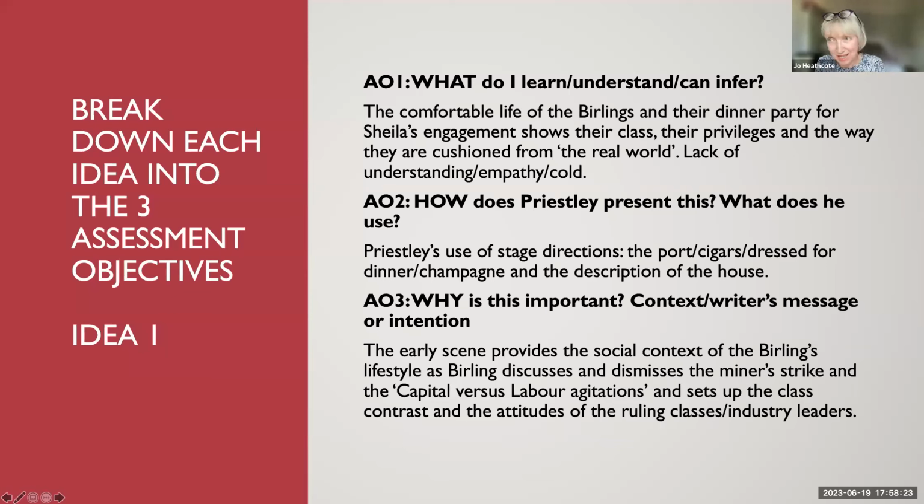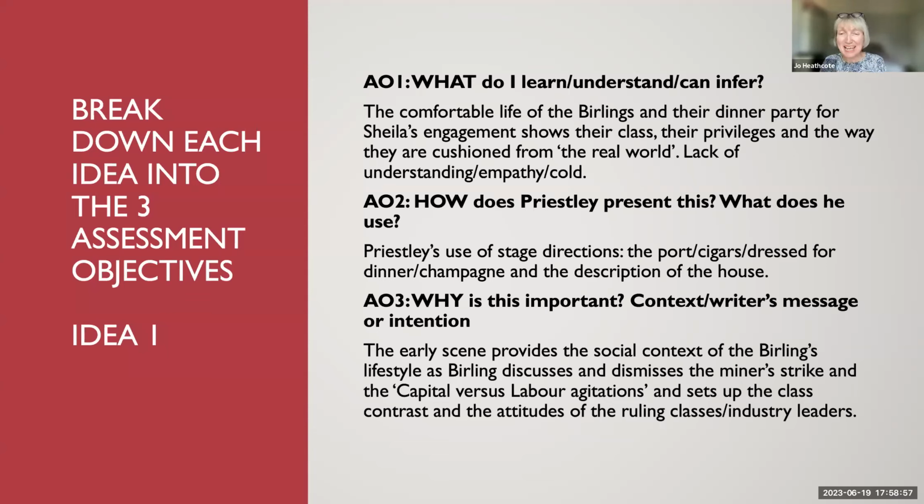How does Priestley present it? What are some of the things he uses? Those stage directions are fantastic, aren't they? At the beginning of the play, the details about the port, the cigars, the way they've dressed for dinner. I love to dig out that picture of Boris Johnson and all his mates at Oxford in their dinner jackets in the 1980s, and then show them what the Oxford dining clubs looked like in 1912 when Eric was attending.